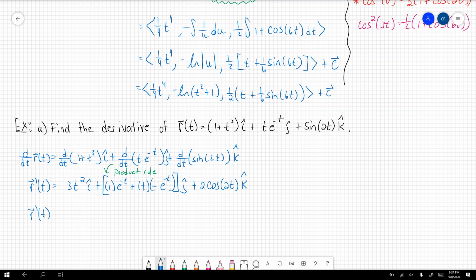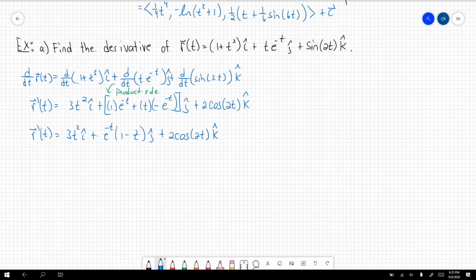So r prime of t is going to be equal to 3t squared in the i component, plus, I see an e to the power of negative t, and that's what I'm going to factor out. E to the power of negative t, let's factor that out, and we're left with 1 minus t. There we are. And this is all in the j component. And then the k component, as we said, was 2 cosine of 2t. And there we are. There's our derivative.